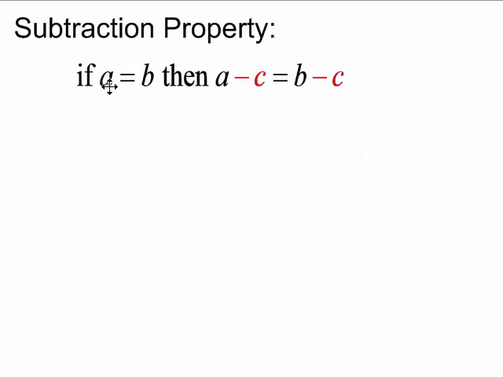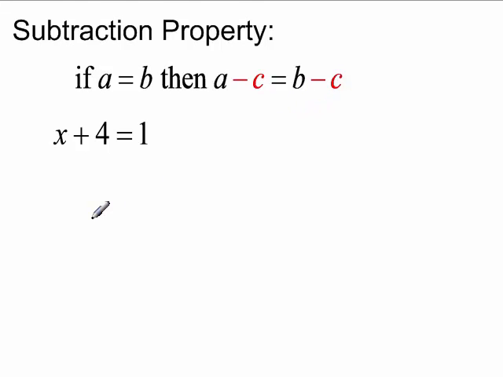All right, next example. Subtraction property. If a is equal to b, and you're subtracting the same value from both sides of the equality, you're still maintaining that equality. So we have x plus 4 is equal to 1. Then you subtract 4 from each side of the equation. We're still maintaining equality, and then we get x is equal to negative 3.